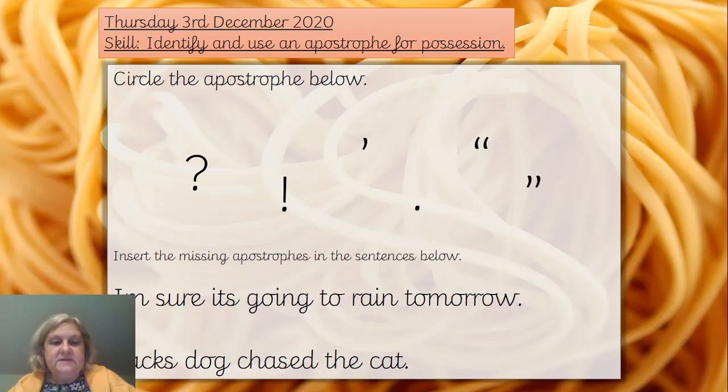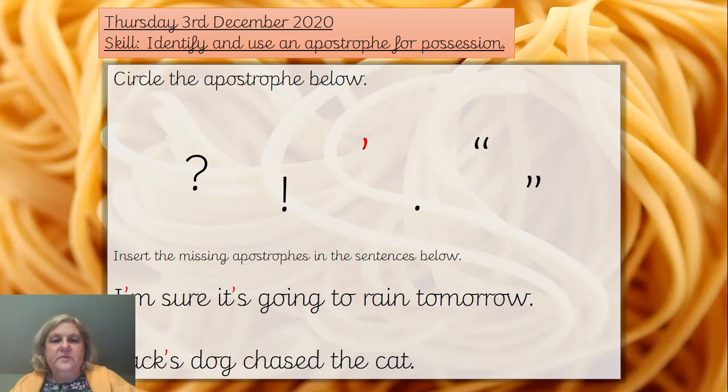So have a look at those. The first sentence is, I'm sure it's going to rain tomorrow. And the second one is, Jack's dog chased the cat. So it's the top central sign that is the apostrophe.